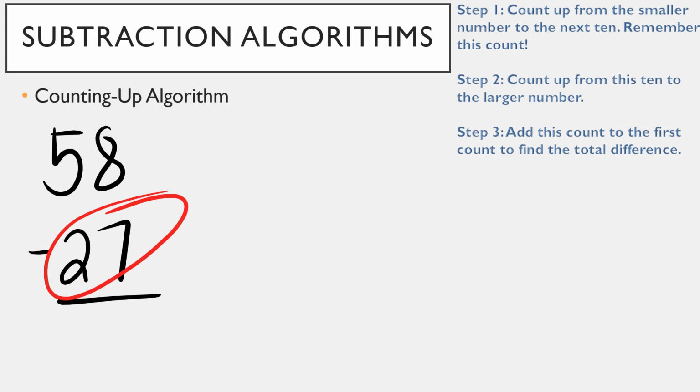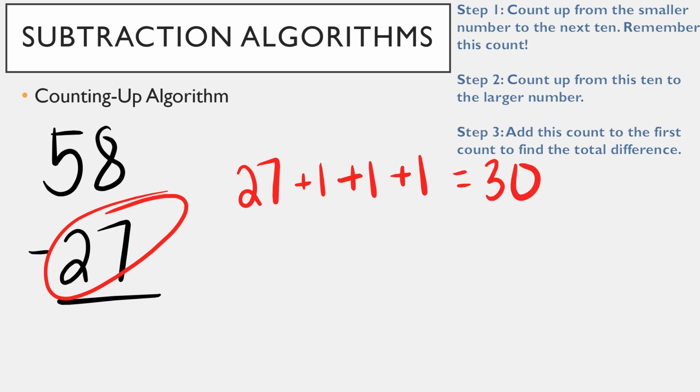We're starting with the smaller number of 27. We're going to figure out what we need to add to it. So we're going to count up to the next 10. We would add 1 to 28, 29, 30. We're going to remember that count of 3. We had to go up 3.